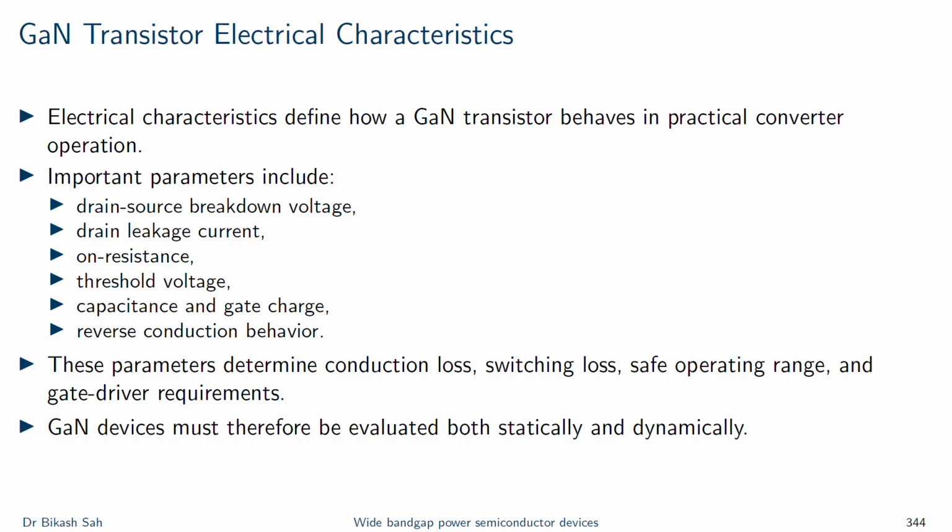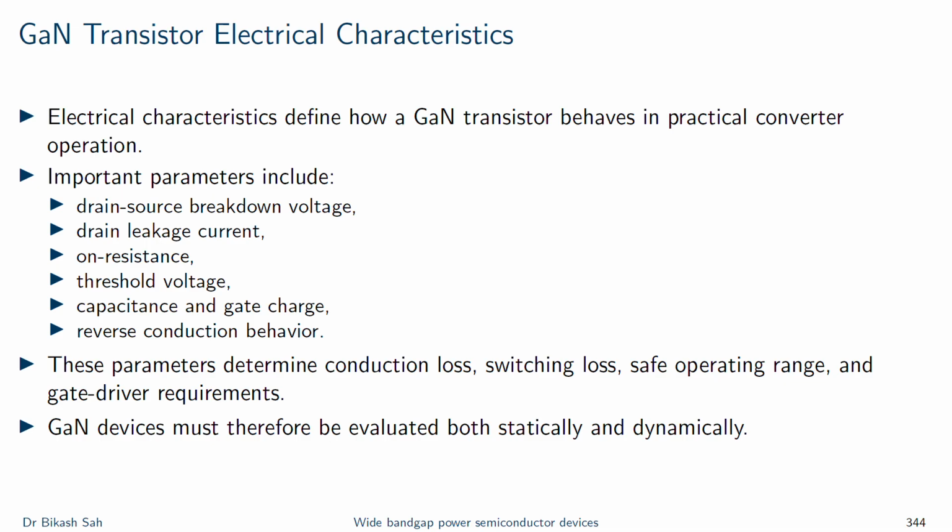This is the part that would be very important when we are looking into the converter design aspect. A GaN transistor must be judged by drain source breakdown voltage, leakage current, on resistance, threshold voltage, capacitance, gate charge, and reverse conduction. These parameters determine whether the device can survive the voltage, carry the current, switch at the required speed, remain thermally safe, and avoid unwanted turn-on.